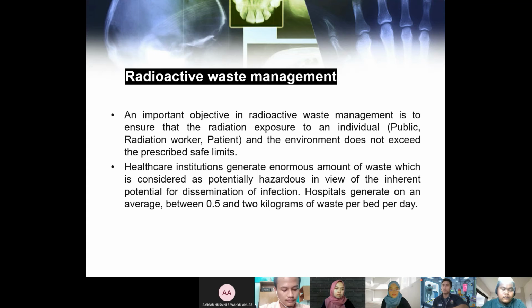The main objectives of radioactive waste management are to ensure the protection of individuals such as the public, radiation workers, patients, and the environment from radiation exposure exceeding safety limits. Healthcare institutions generate an amount of waste which is considered potentially hazardous for dissemination of infection. On average, a hospital generates about 0.5 to 2 kilograms of radioactive waste every day.